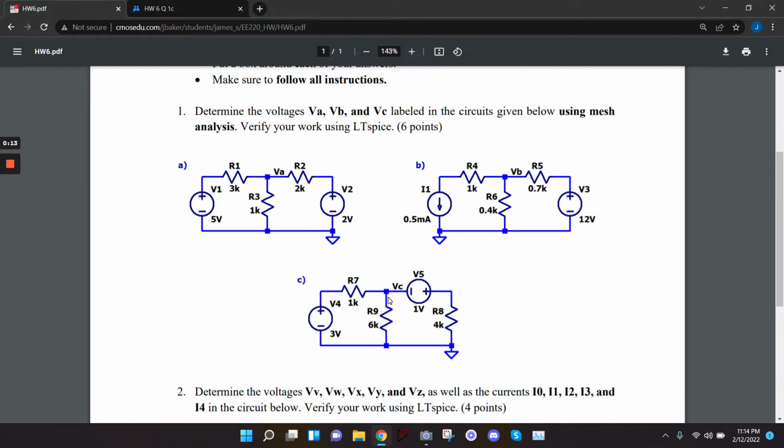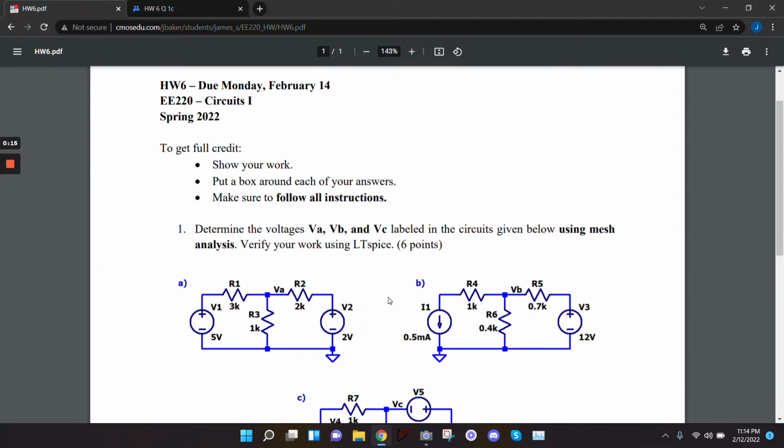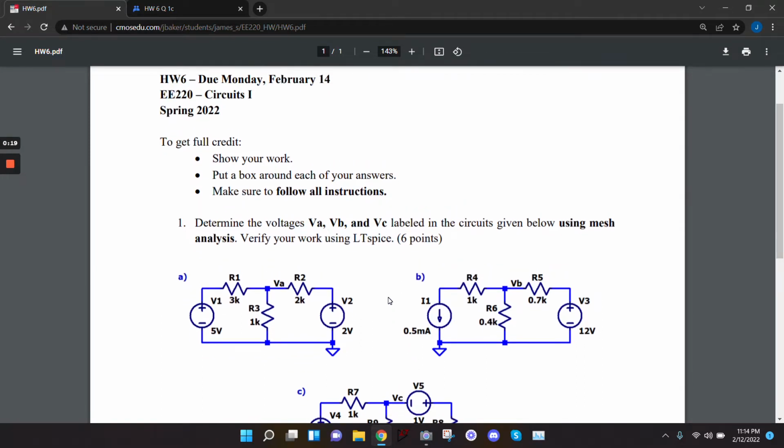Alright guys, so it seems like some people are struggling with the mesh analysis problem 1C from the homework, so let's take a look at that homework. This is the homework that's due on Monday, which is 2 days from now.